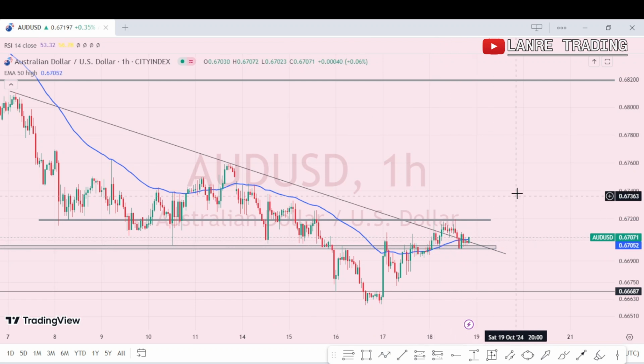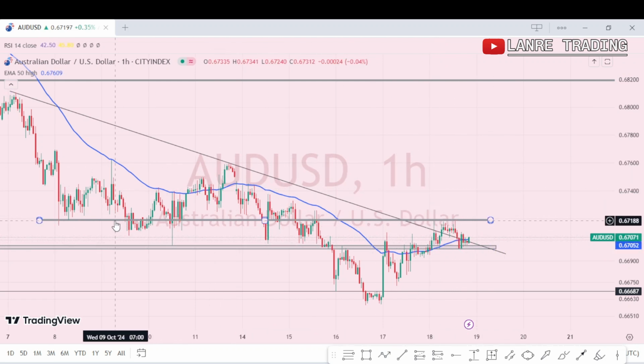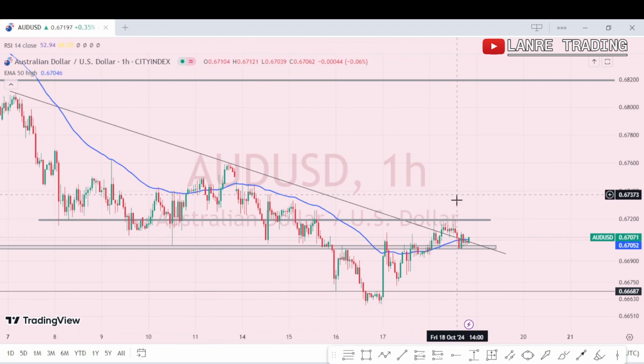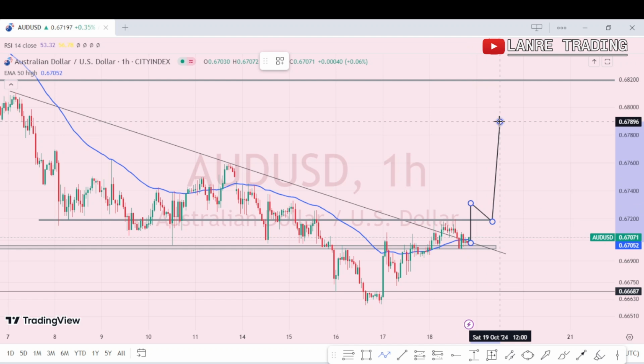We need the moving average to align. We need the trend line to be clearly broken, and we need this minor level right about here that has been respected several times to be taken out. So what we need to do is wait for price to take out this level. Okay, we wait for price to take out this level, and a retest on it, we can go long.